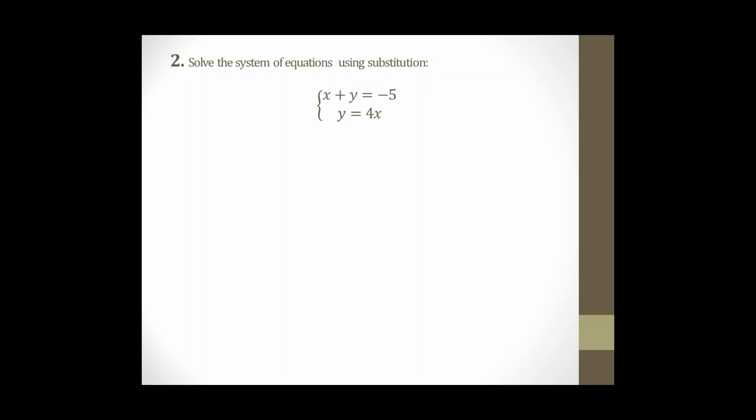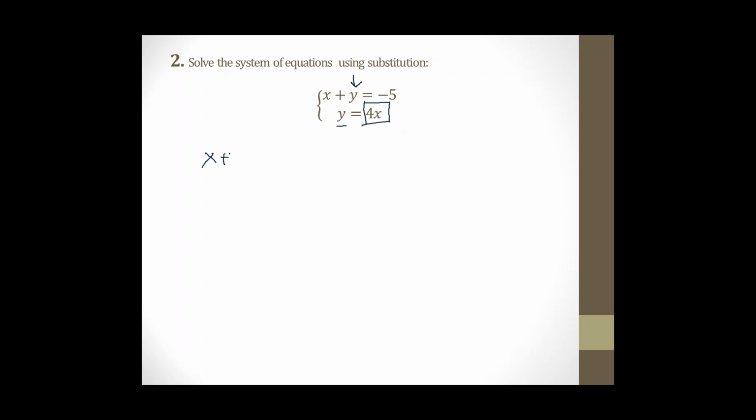This one says, solve the system of equations using substitution. So there are basically 3 different methods of solving systems of equations. We have substitution, graphing, and the elimination method. Let's start doing the substitution method. When we're using substitution, that means we need one variable all by itself. And in this case, right here, it is already set up, y is all by itself. So we're going to use this equation to substitute it into the first equation for the variable y.